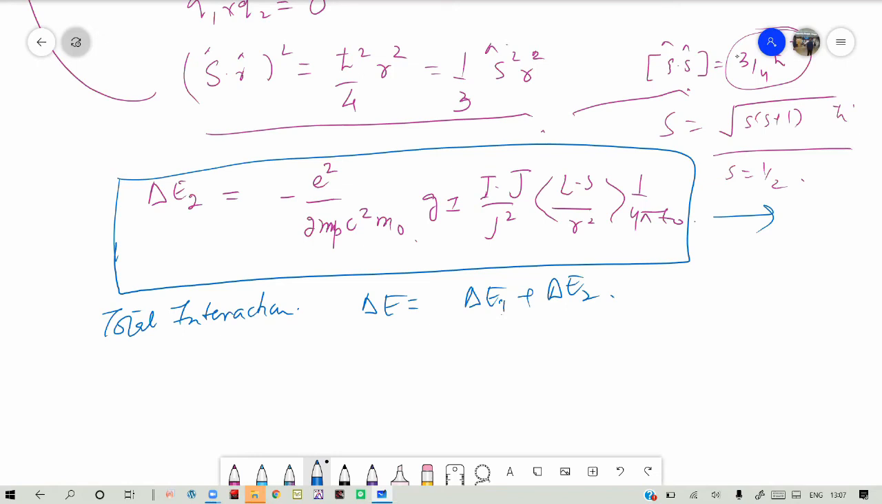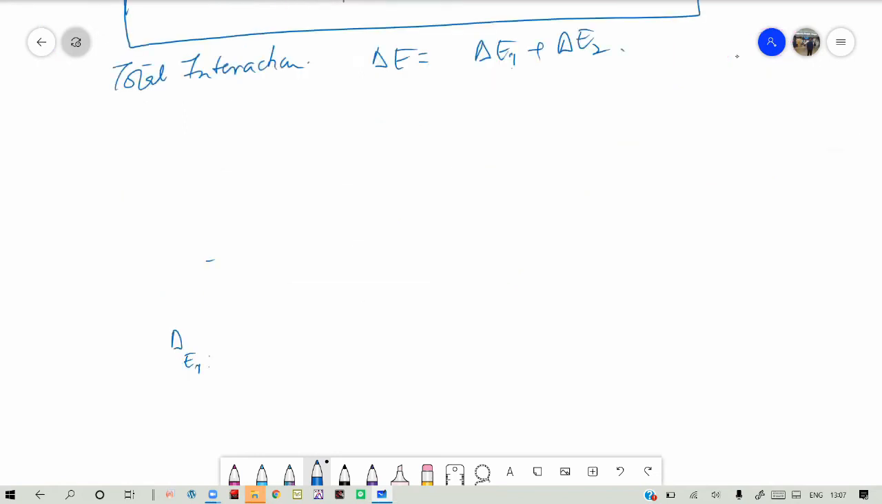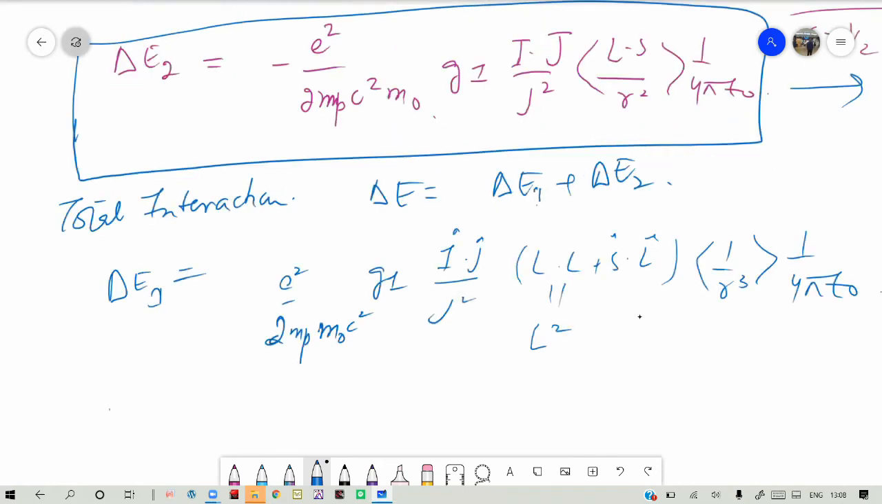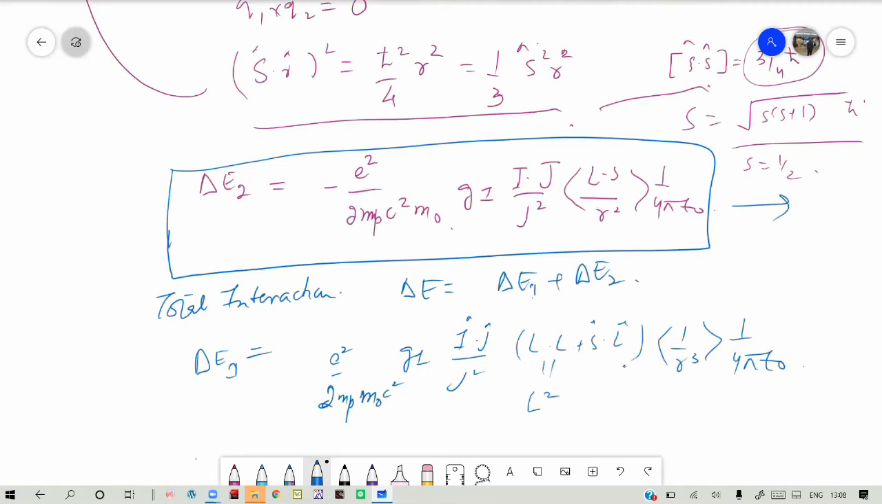And if you add these terms, I will write what delta E1 is actually. It is equal to e square by 2 M_P M naught C square g_I, I dot J divided by J square, L dot L plus S dot L. This is what we obtained due to the orbital motion of the electron. And this is simply equal to L square. And delta E2 is this. Here's delta E2, I can write here.